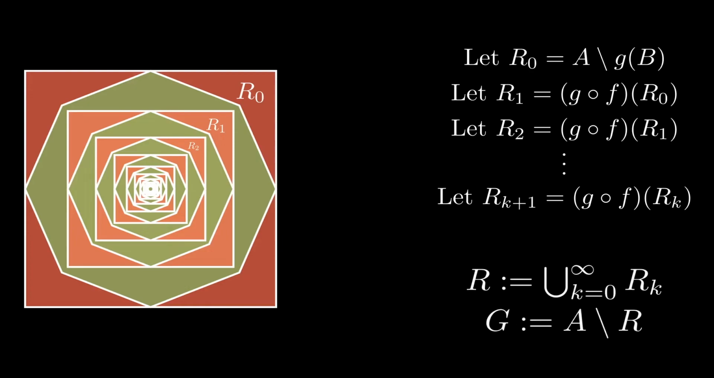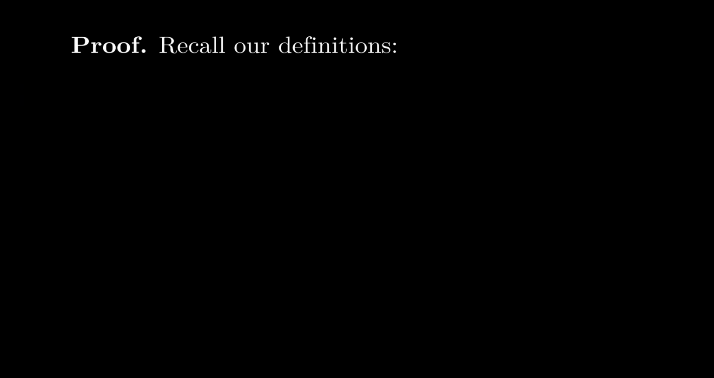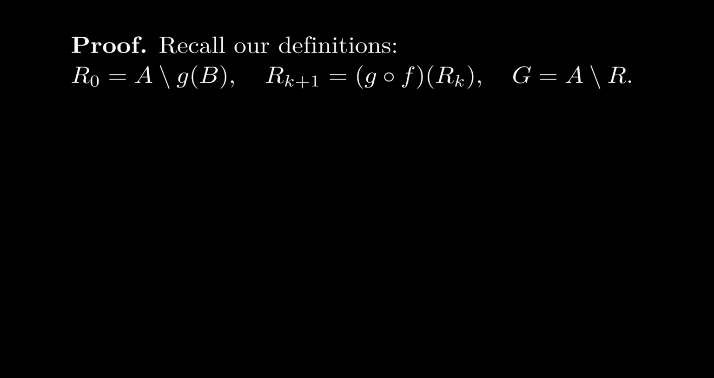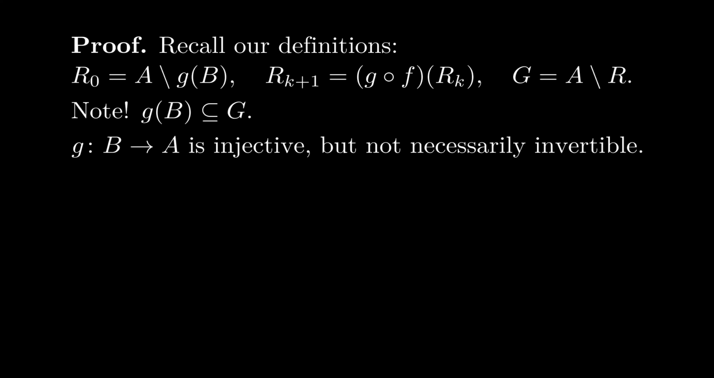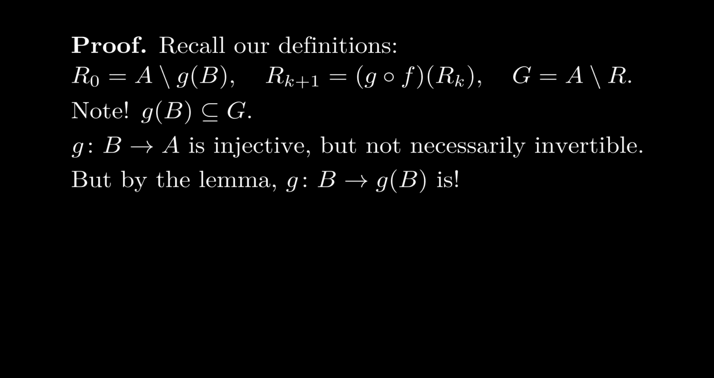Remember these definitions? This is how we're going to proceed. Let's recall our definitions. Remember that R naught is A minus G of B. Rk plus 1 is what we get when we take the set Rk and push it to the right and pull it back to the left. And finally, the green points are all the points that are not red. Note that by definition, G of B is a subset of G, because R naught was A minus G of B. Now, by assumption, G is injective, but it's not necessarily invertible. But remember our lemma: by restricting the codomain of G, we can make it invertible, effectively. So G that maps from B to G of B is going to be invertible, so it makes sense for us to define G inverse with domain G of B.